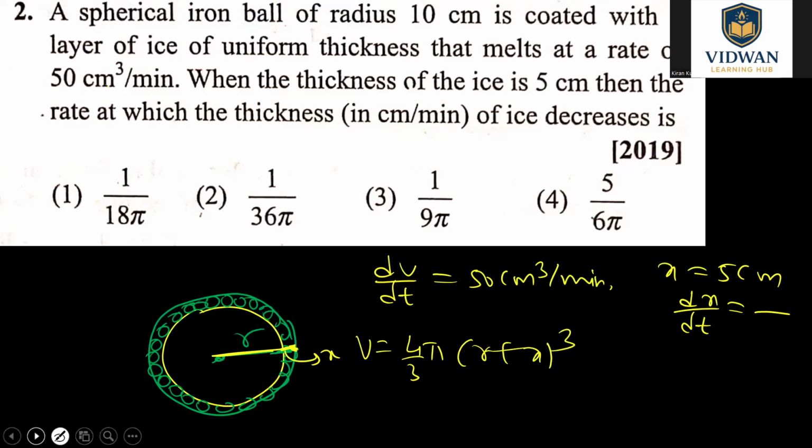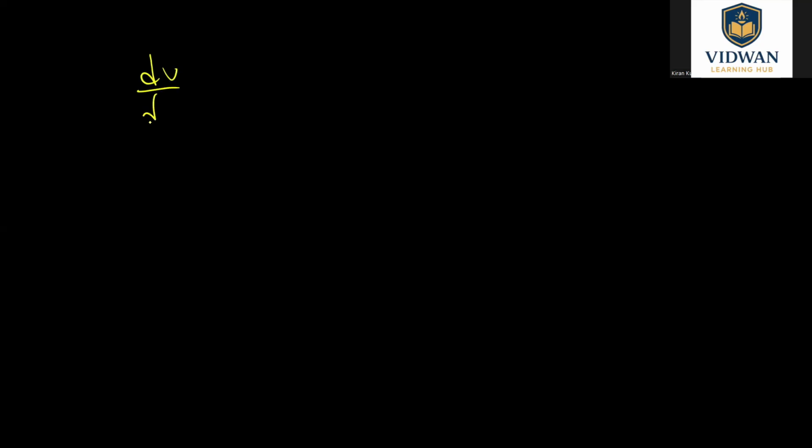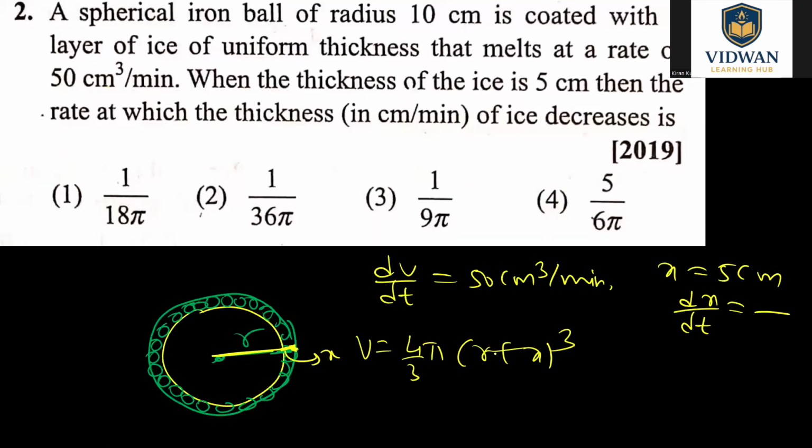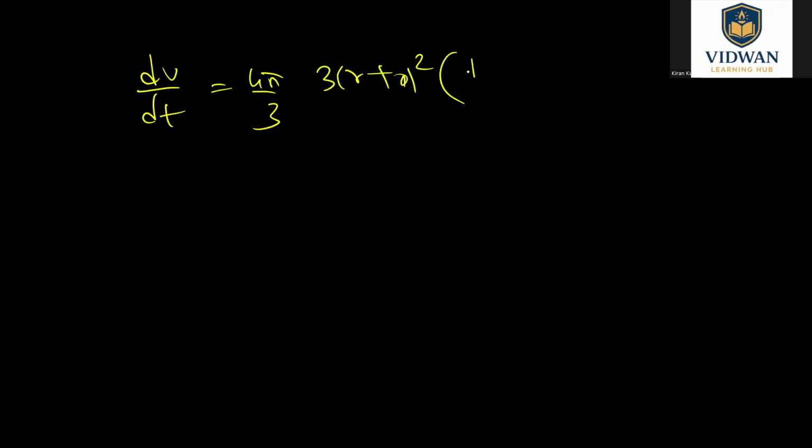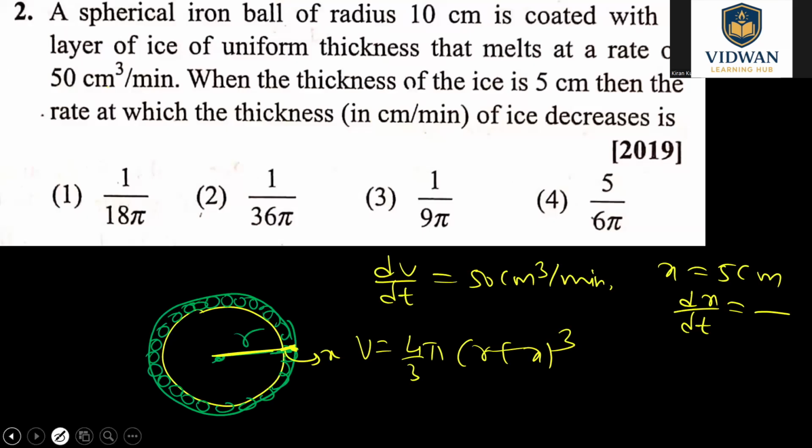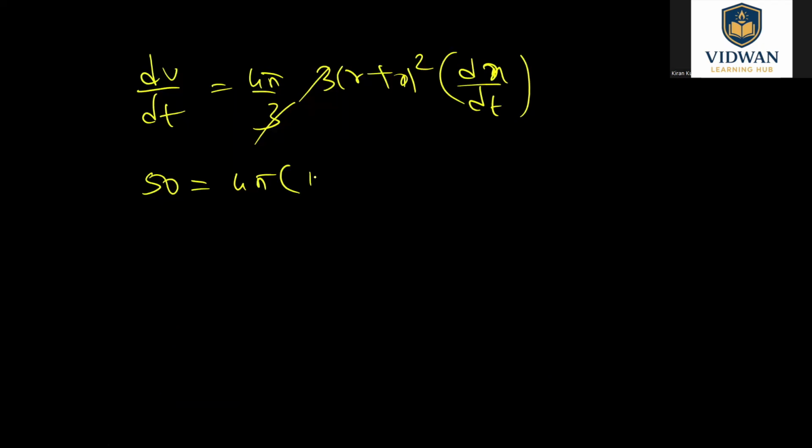Now differentiating, you will get dV/dt equal to 4π/3 into, what is the derivative of (r + x) whole cube? 3 into (r + x) whole square into, again we have to differentiate r + x. r will have derivative 0, x will have derivative dx/dt, because r is not changing, only the layer of ice will change, so x will change. So r is constant, x is variable here. Cancel this 3, put dV/dt as 50, 4π into, they gave us the radius, so it is given that the radius is 10. So put r as 10, x as 5. So (10 + 5) whole square into dx/dt.